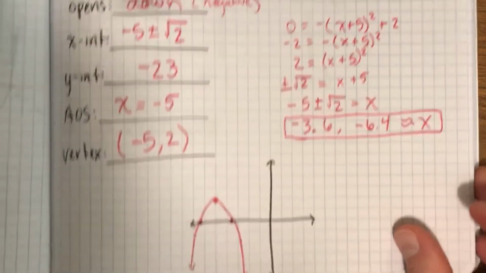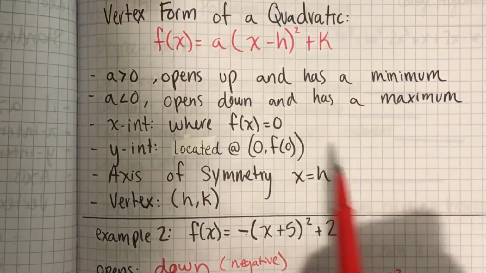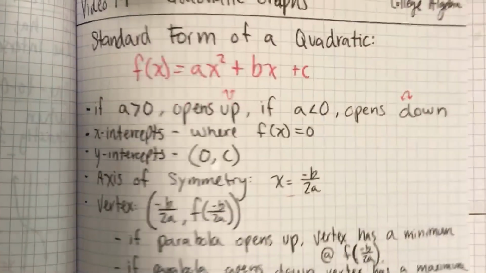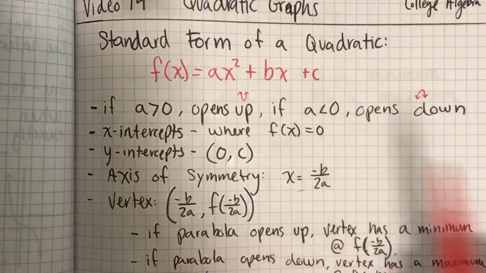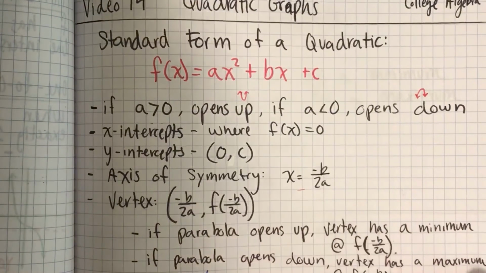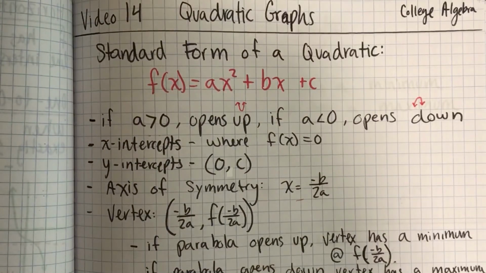All right. So biggest things here is vertex form is awesome because it gives us our axis of symmetry and vertex immediately. Standard form gives us our y-intercept immediately. Okay, and we have to do a little bit more math on our standard form. But I just wanted to go over our quadratic graphing.